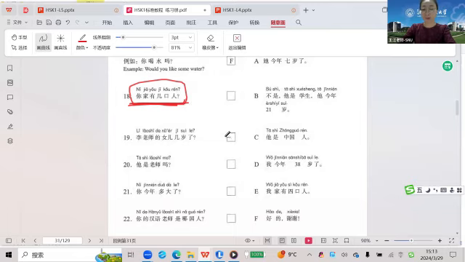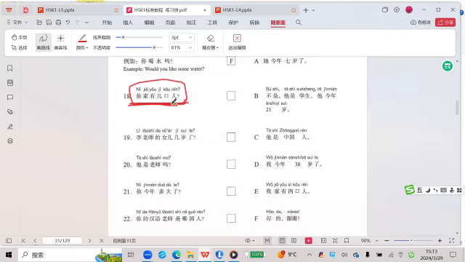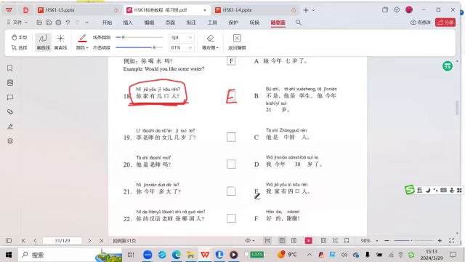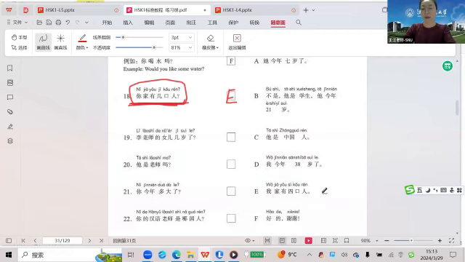Okay, so how many people here? Yes, how many people are there in your family? So what is the answer for the question? E, correct. E, read the answer. 我家有4口人. Translate the sentence into English, please.